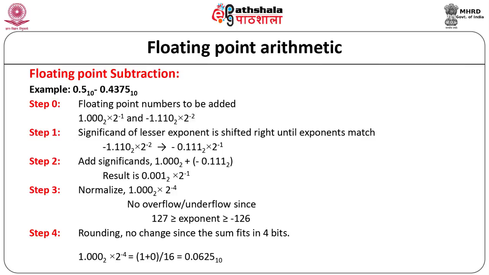Let us discuss floating point subtraction. Step number 0, first, the numbers are given. Step 1, significand of lesser exponent is shifted right until exponents match. Step number 2, add significands. Step number 3, normalize the numbers and check for any overflow or underflow, and step number 4, carry out the rounding.